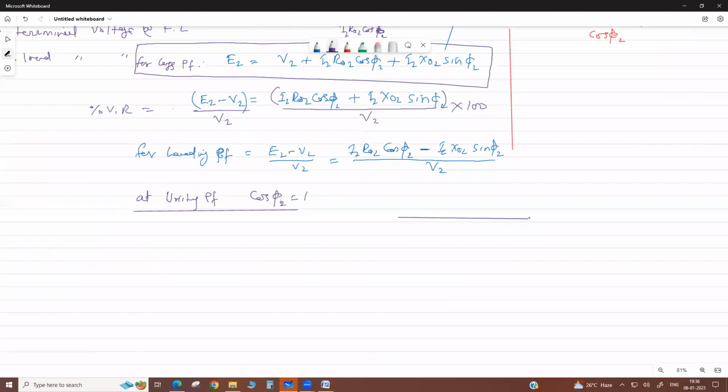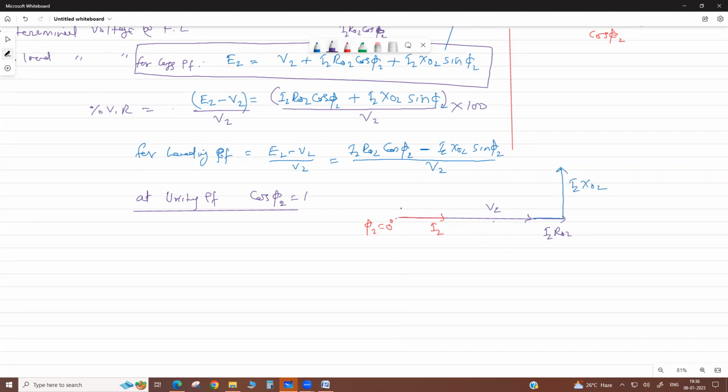But at unity power factor, you draw the vector diagram, this is your voltage V2, suppose. Now your current I2 is in phase with this. Here it is, this is your I2, because phi 2 is 0 degree. Now the resistive drop is in phase with current, so it will directly add. That is I2 R02. And the reactive drop, reactance will not be 0. The reactive drop is perpendicular to this. So this is due to resistance, and this is due to I2 X02.